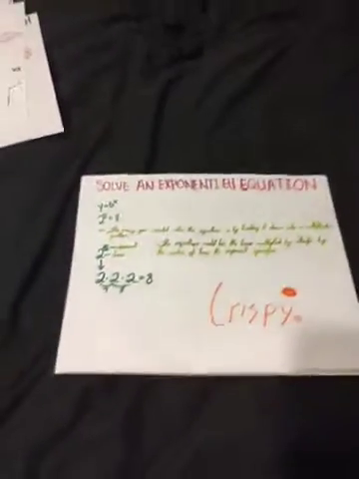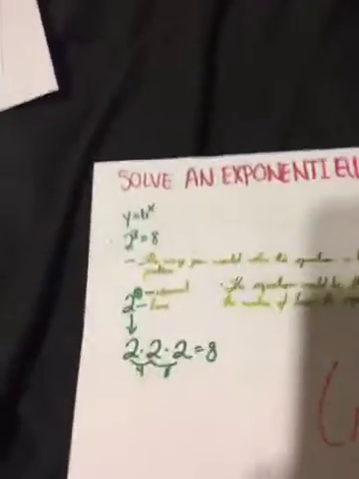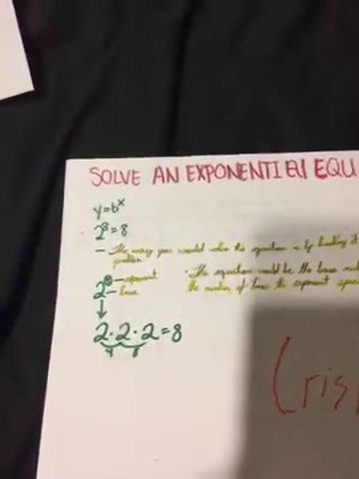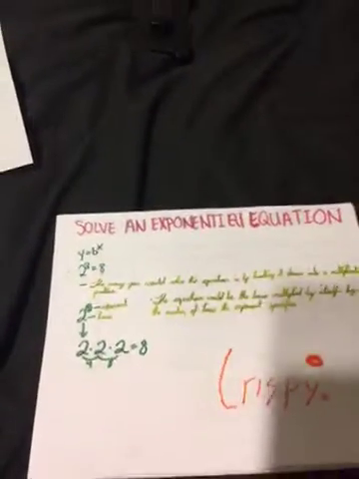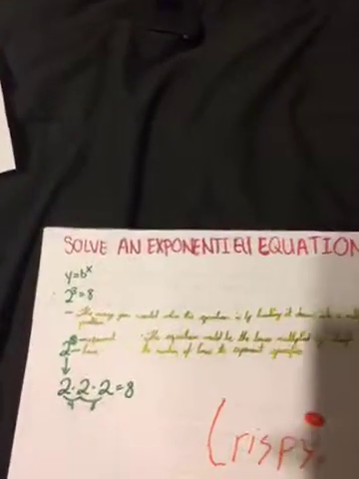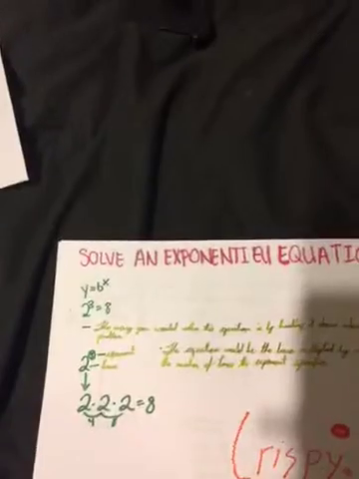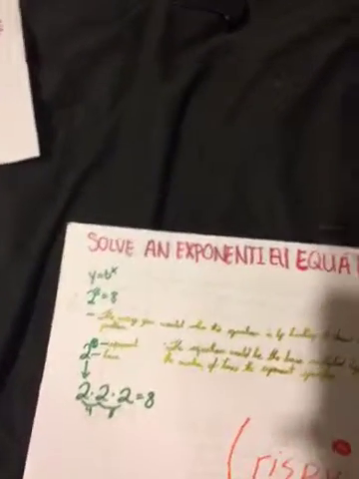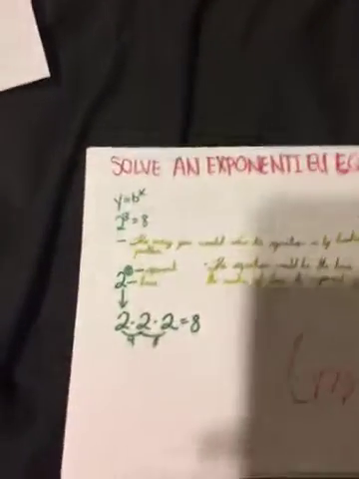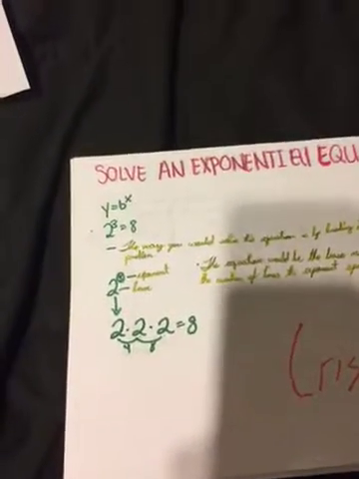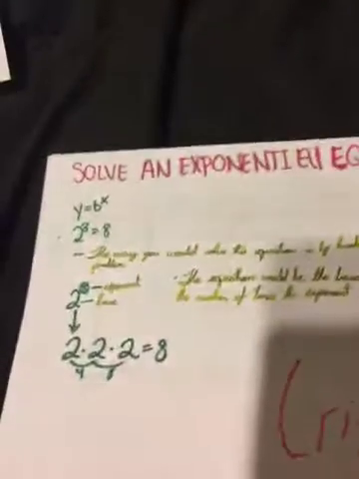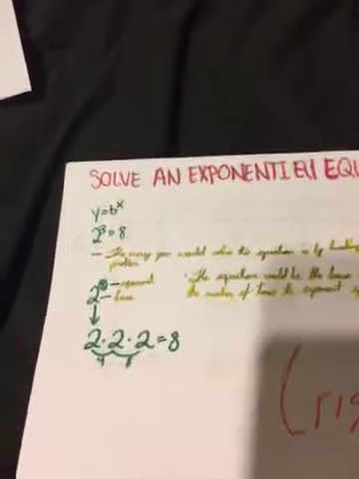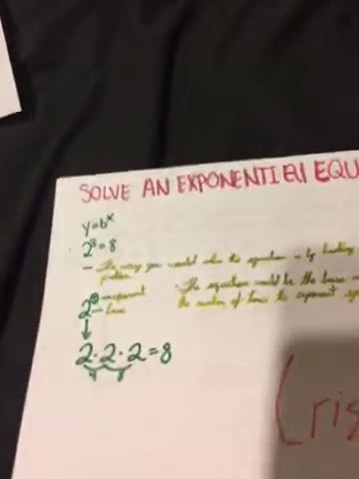Now, how to solve an exponential equation? A simple equation is y equals b to the x, x being the exponent and b being the base. So plugging in the variables 2 and 3, 2 being the base and 3 being the exponent, we come out with 2 to the third power equals 8.